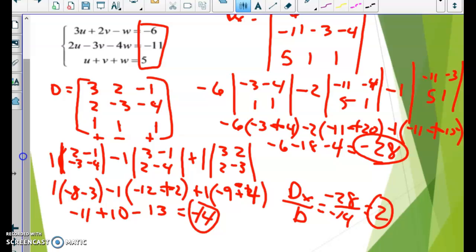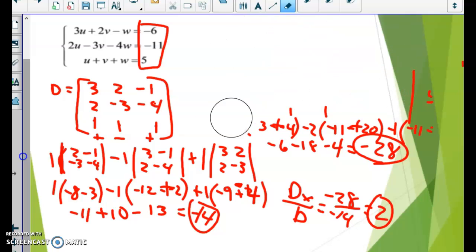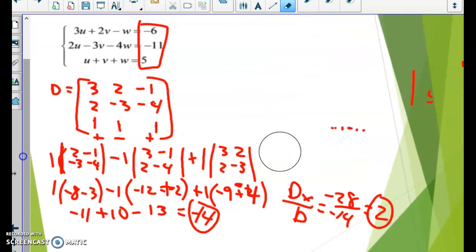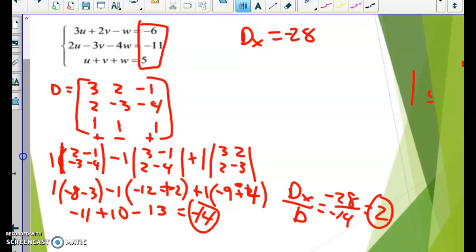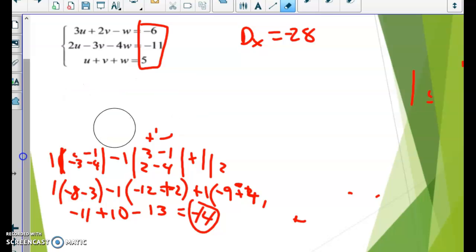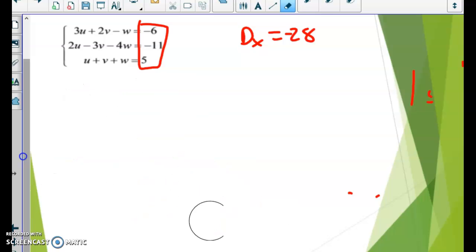I'm going to write that answer, and then I'm going to erase, because I already know my D of X is negative 28, so I'm going to erase all of this. And we know that our D was negative 14. So I'm going to erase that so I can make room to find the other two. My D was negative 14.